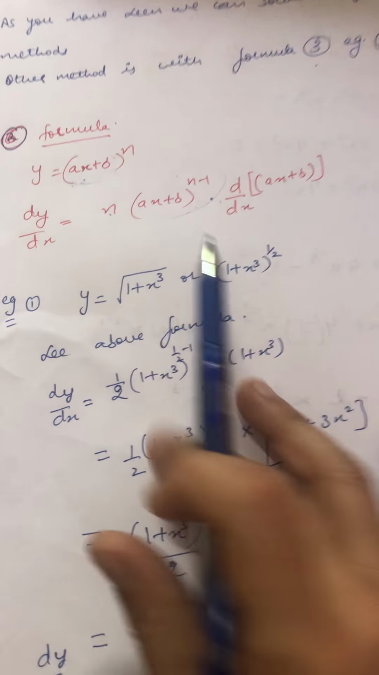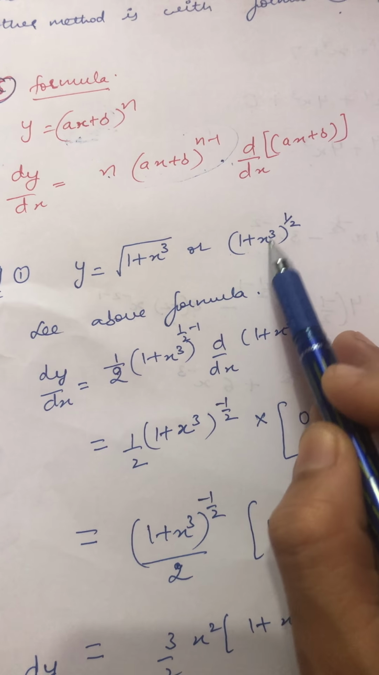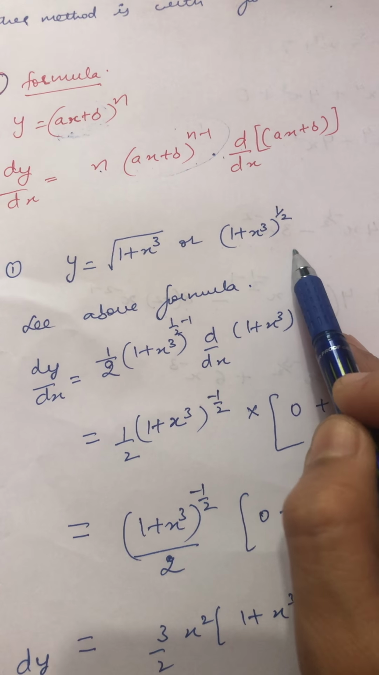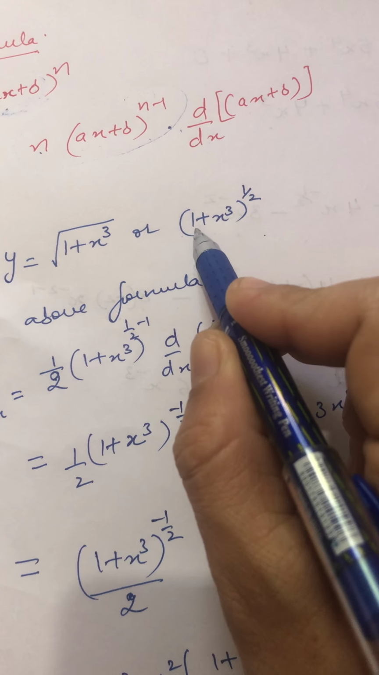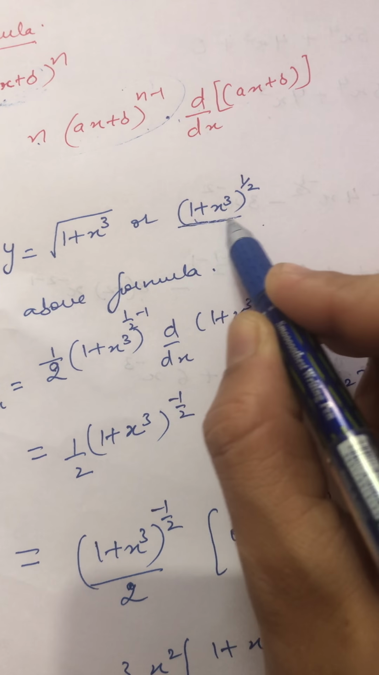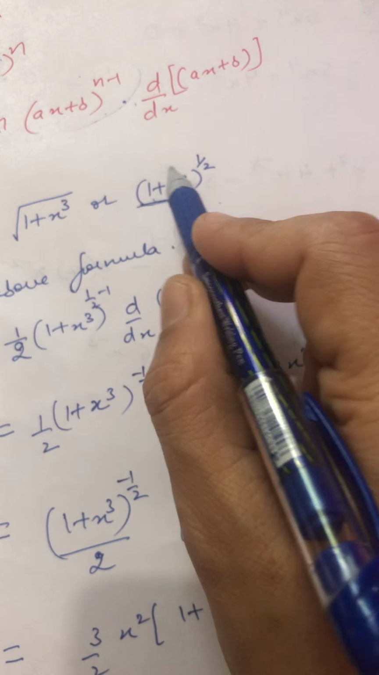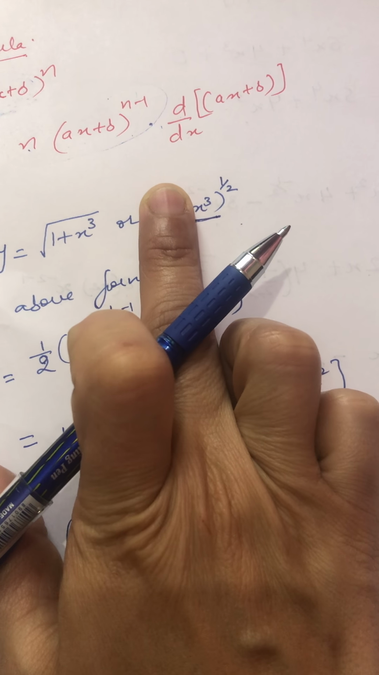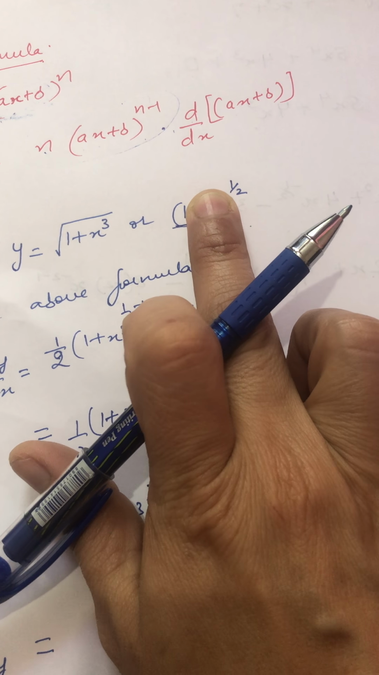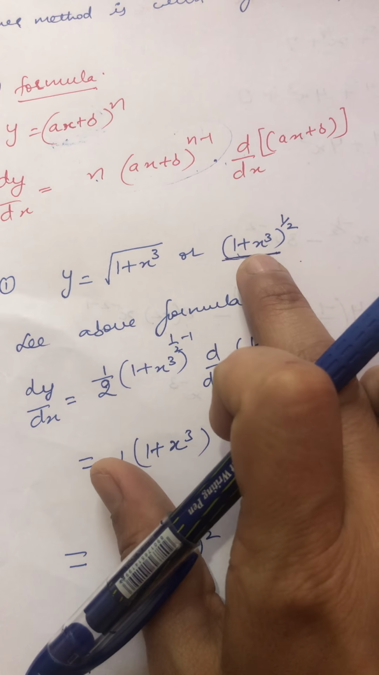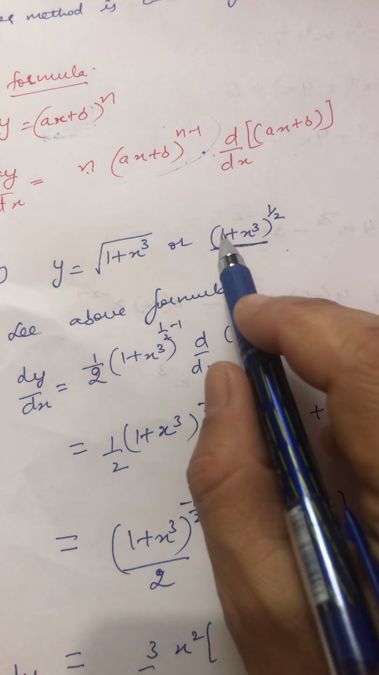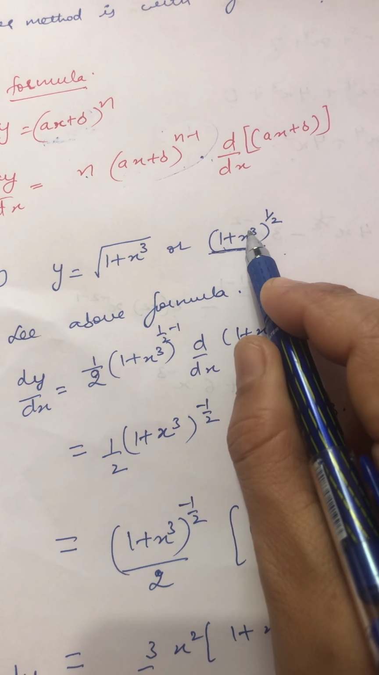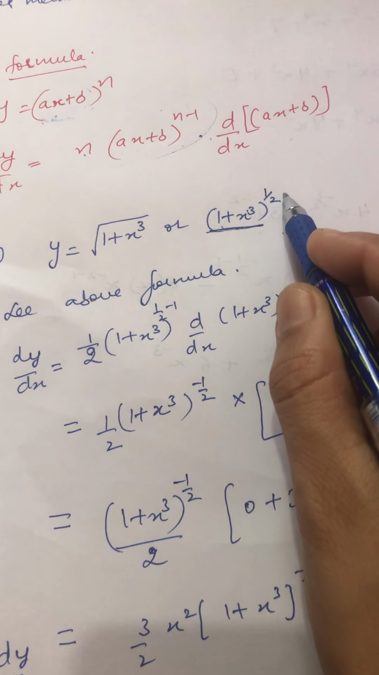For this I have taken this example, (1 plus x cube) raised to power 1 by 2. You can see that this function is not a simple function, it's a complex function, meaning it's an addition of two quantities. It is not simply x cube raised to power 1 by 2, and it's not simply 1 raised to power 1 by 2. It is (1 plus x cube) raised to power 1 by 2. So it's a kind of (u plus v) raised to power something, right?